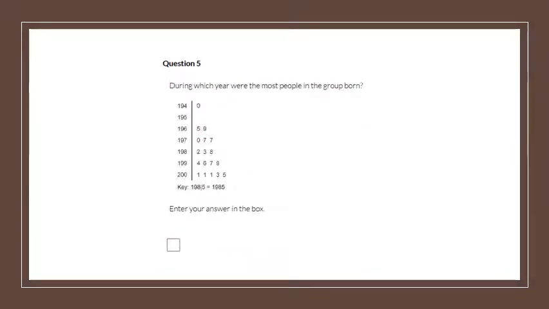Okay, during which year were the most people in the group born? So I'm looking for which one happens as a replicate or a duplicate. I see 1, 2 sevens here. So maybe 1977 could be an option. Ooh, but I see 3 ones there. So that's going to be 2001. That repeated itself 3 times. So that's going to be our answer.